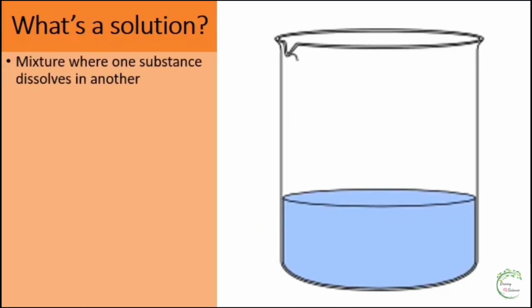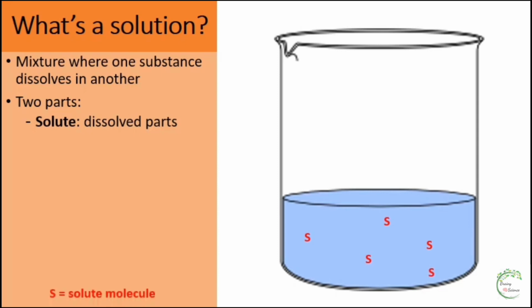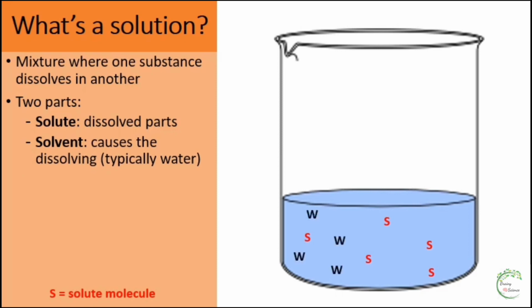Okay, well, first of all, what is a solution? Well, it's a mixture where one substance will dissolve in another. And a solution generally has two parts to it. There's the solute. It's the parts that are actually dissolved. Here are some solutes in my picture. The S's are symbolic of the solutes. And then there's the solvent. Now, in a biological solution, that solvent is typically water. So in my animation here, I have solutes and water mixed together.